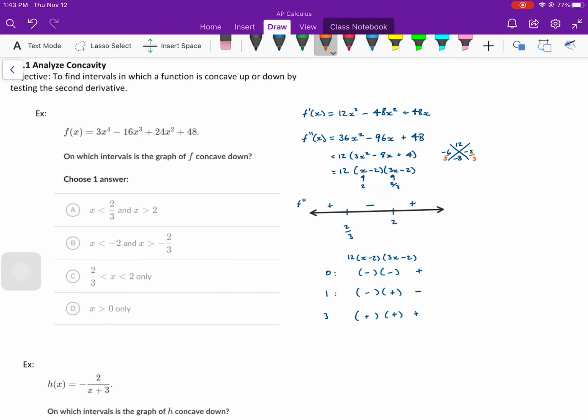So we want to know, when is it concave down? That would be right here at this negative, which is on the interval from 2/3 to 2. Why? Because f double prime is negative. That means that f will be concave down. And that's the idea. So it's just like the first derivative test, just now we're doing the second derivative. So it's not too big of a difference.